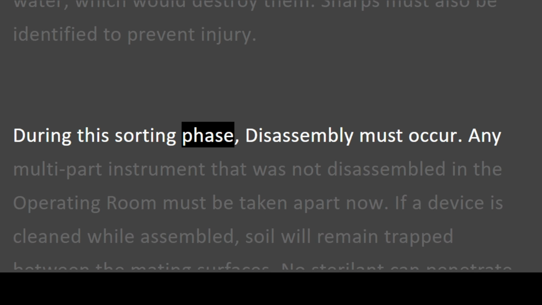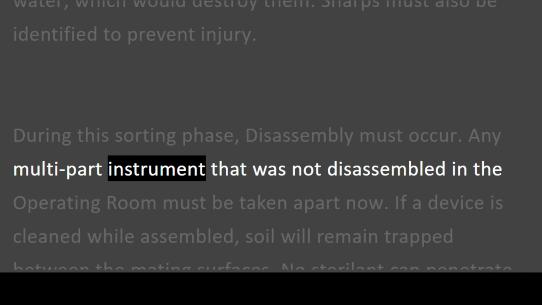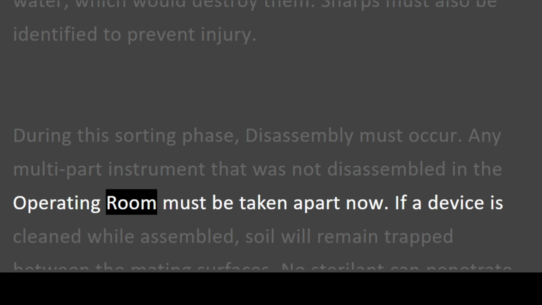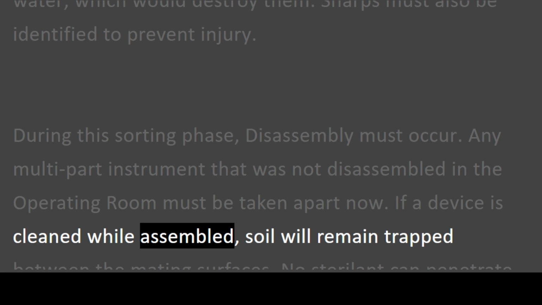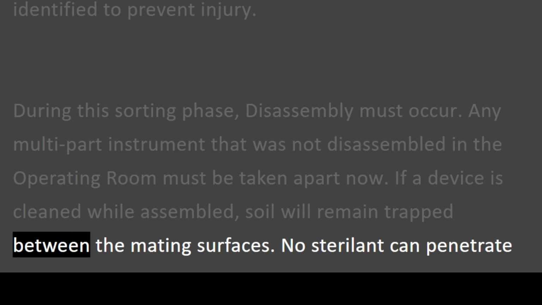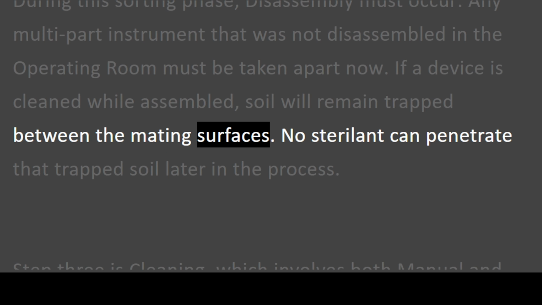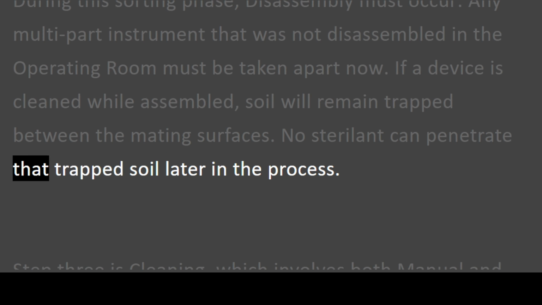During this sorting phase, disassembly must occur. Any multi-part instrument that was not disassembled in the operating room must be taken apart now. If a device is cleaned while assembled, soil will remain trapped between the mating surfaces. No sterilant can penetrate that trapped soil later in the process.